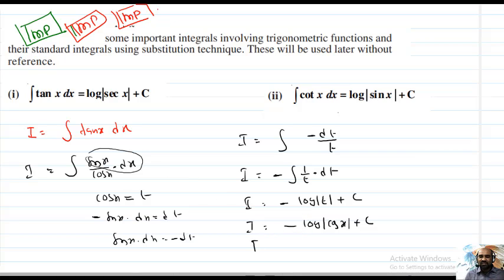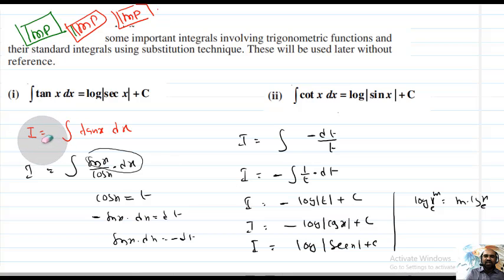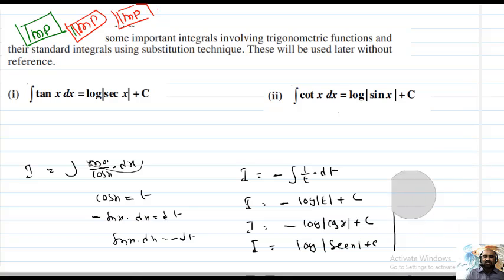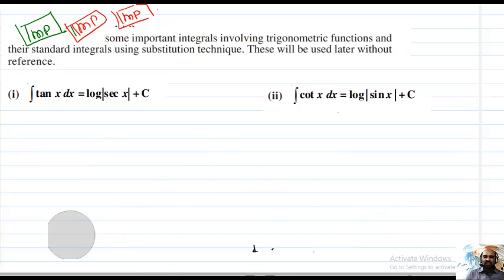Or in another way I can say that I equal to logarithm of secant x plus c. The logarithmic property involved is: logarithm of x power m equals m into log x to the same base, either e or a, whatever it may be. So this is one of the important results. You should remember: integral of tan x means log of mod secant x plus c.